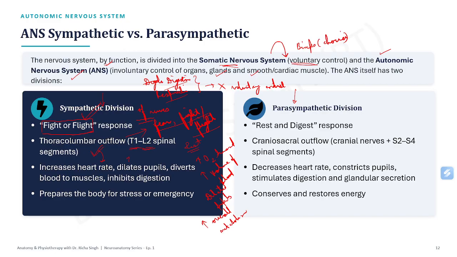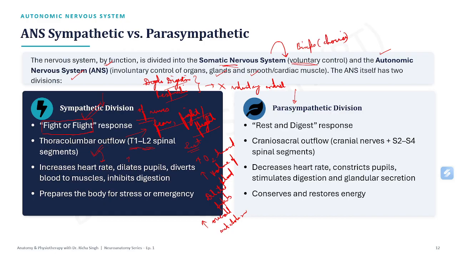So, blood from your excretory system and your digestive system, which don't have a role in this fear, fight, and flight reaction, is diverted to the places in your body which require more blood. Like your heart requires more blood. Yes, blood is diverted to that area.